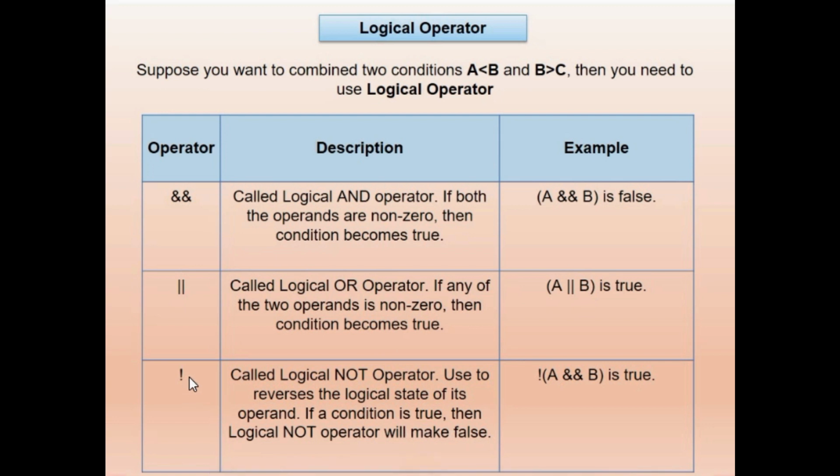And NOT says that it will complement the value. If the value is 0, then it will complement it as 1. If the value is 1, then it is complemented as 0. If it is true, then it will complement into false. If false, then its complement is true.